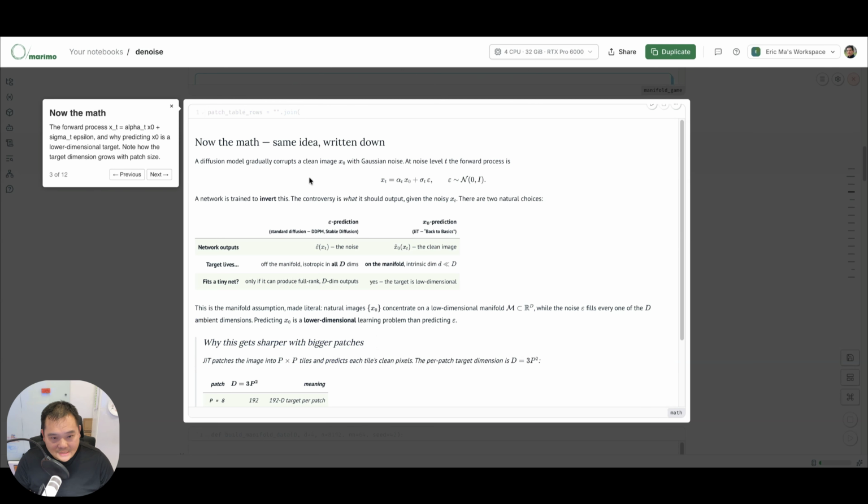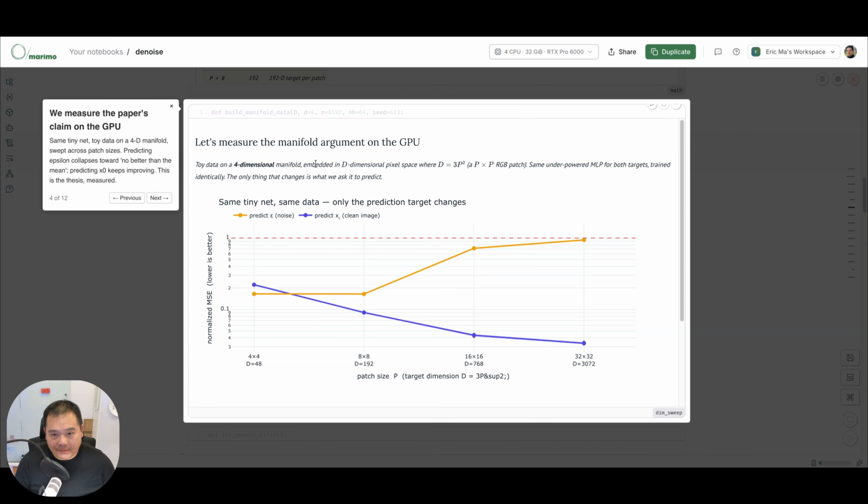So let's say why. The math is one line. Noisy images equals clean images plus scaled noise. The only choice here is what the network predicts, the noise across every dimension or the clean image back on the manifold. Bigger patches means more dimensions, so that gap becomes a cliff, which is why JIT uses big patches on purpose. So does predicting the noise actually break?